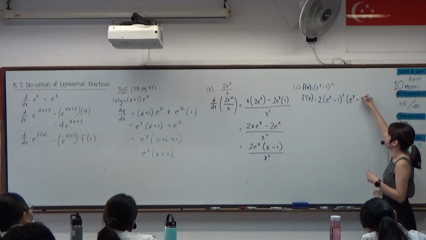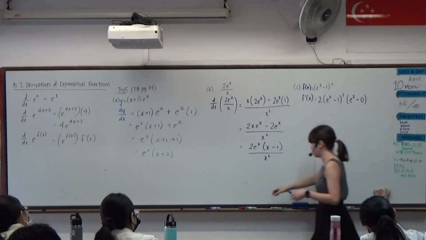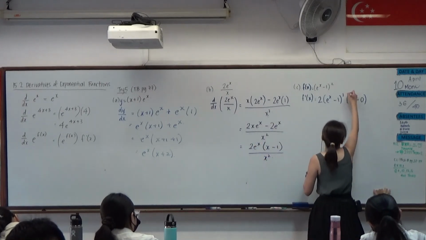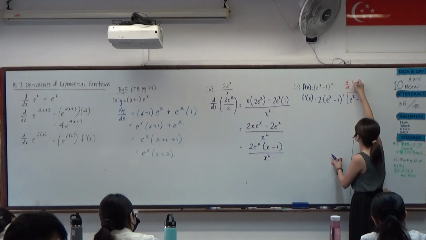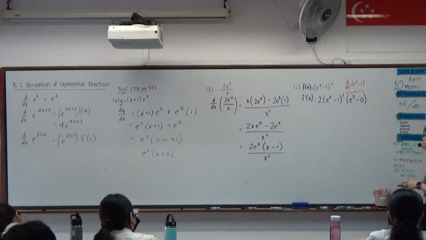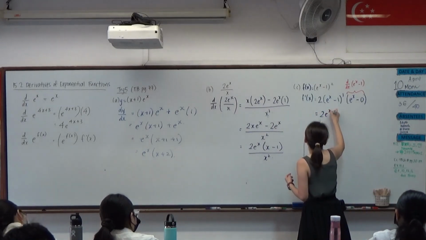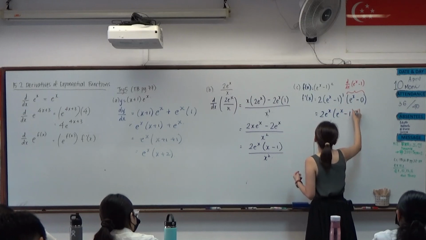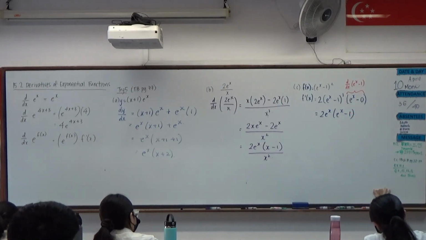Minus 1 actually becomes a 0. I'm just intentionally writing it here so that you are aware what this is supposed to be. Then simplify it, and we get 2e to the power of x times (e to the power of x minus 1).